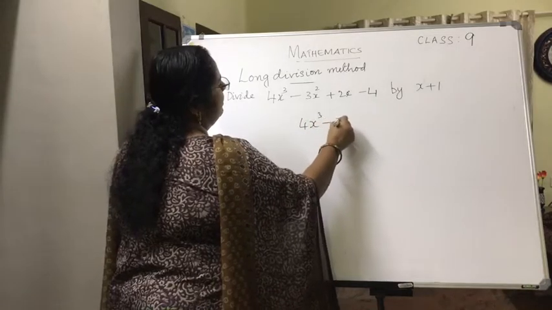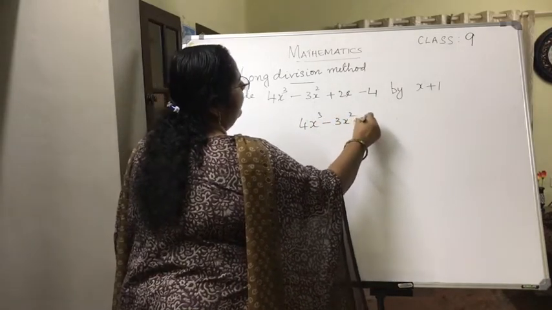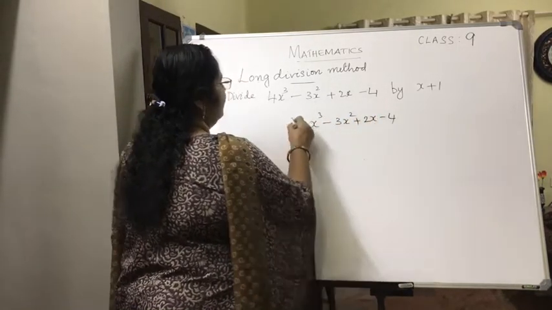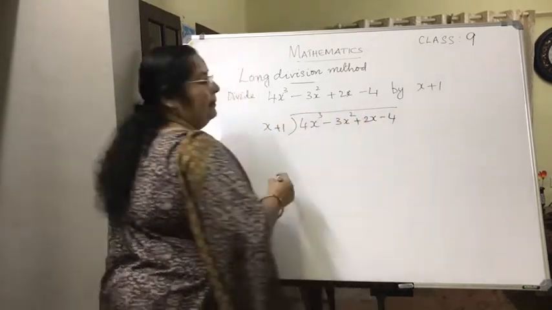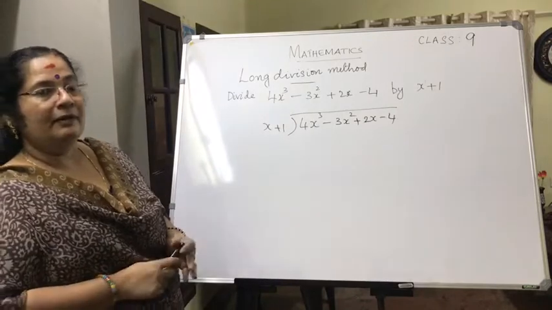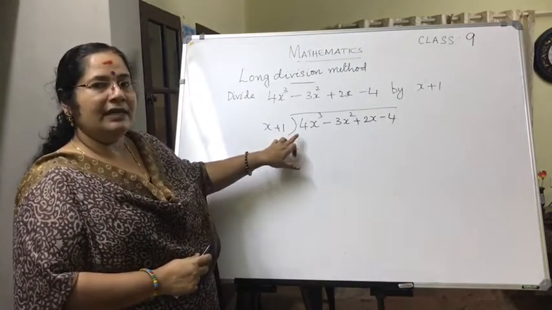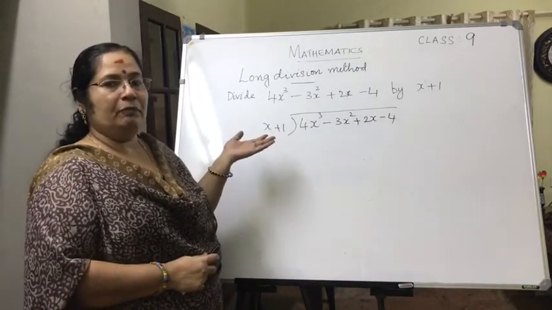4x cube minus 3x square plus 2x minus 4 to be divided by x plus 1. Now what is the first step? See the sign over here. The sign here is positive. So your first term will also be positive.